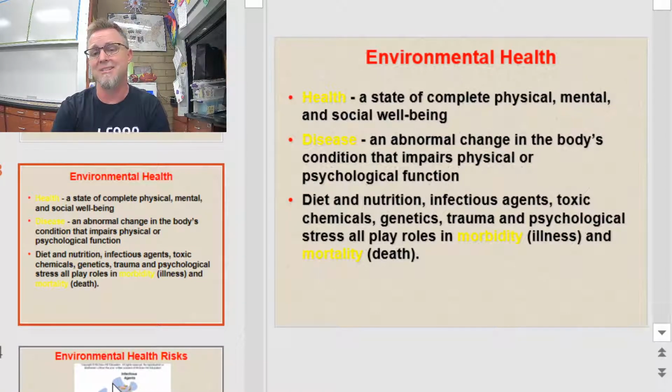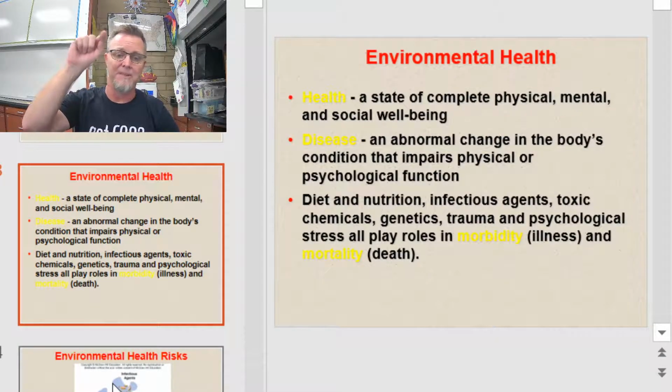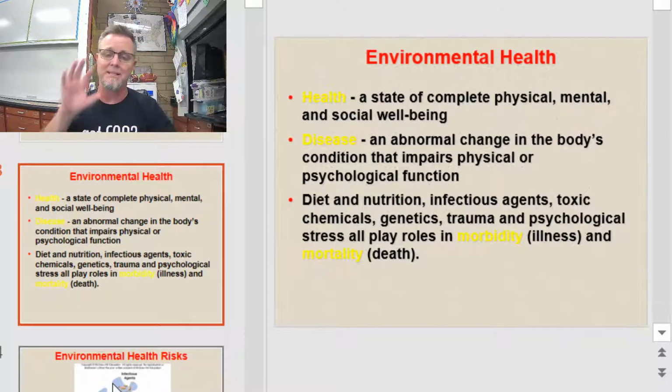We're going to start with just some basic definitions here. Like, what does it mean to be healthy? Health is a state of complete physical, mental, and social well-being. You could think of it like points on a pyramid, right? So you got your physical health, your mental health, and your social well-being making up those points that in the middle make you healthy. Any deviation from complete well-being in those areas is what we call a disease, okay? By definition, a disease is an abnormal change in the body's condition that impairs physical or psychological function.